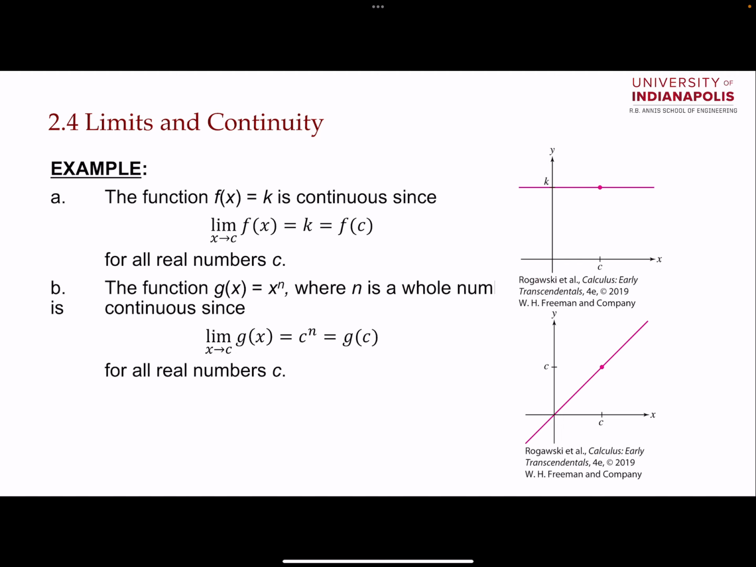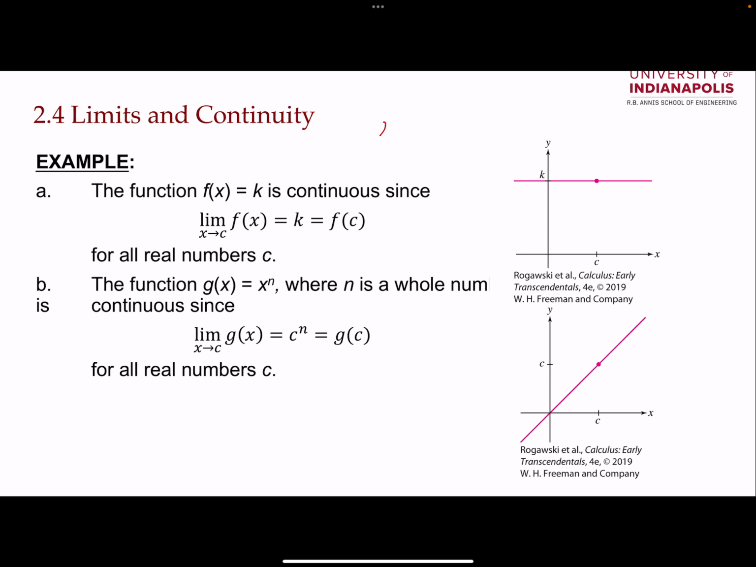Now look at these very simple continuous functions. You see that this is the line y equals k. You will see that f(x) equals k is continuous, because the limit of f(x) as x goes to c, that means the limit as x goes to c of k, is equal to k. We learned that, right? And that k is equal to the value of the function here.